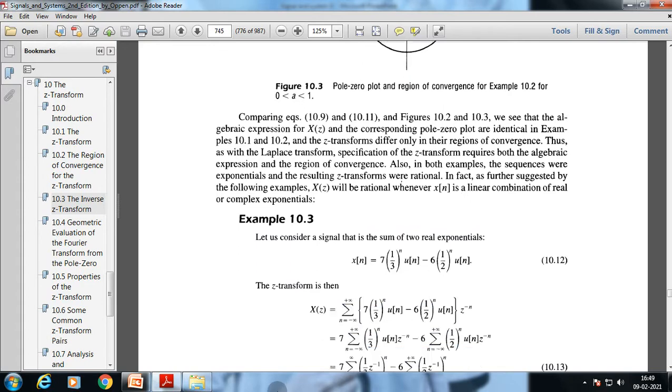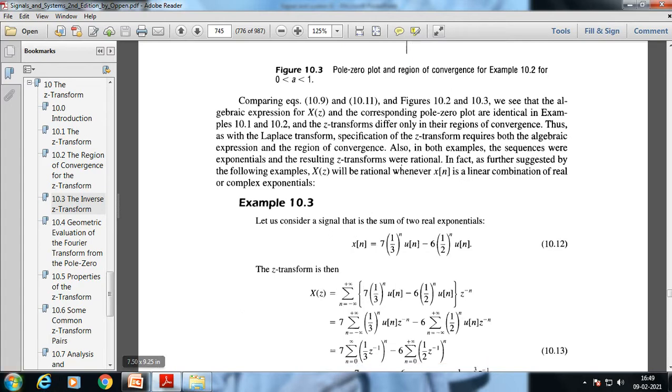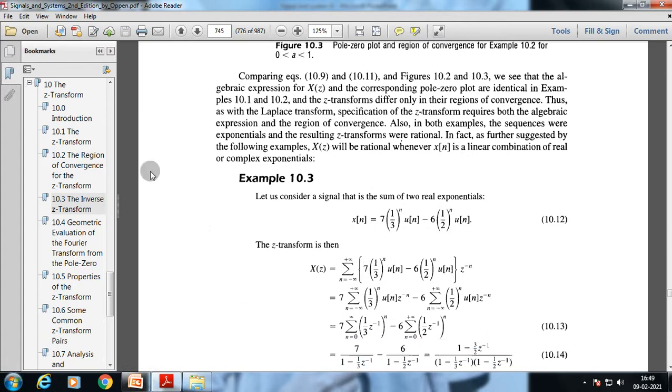Okay, so another example, let's go through that. Let us consider a signal that is the sum of two real exponentials. x[n] = 7(1/3)^n u[n] - 6(1/2)^n u[n]. The z-transform is then X(z) = sum from n equals minus infinity to plus infinity of [7(1/3)^n u[n] - 6(1/2)^n u[n]] z^(-n).